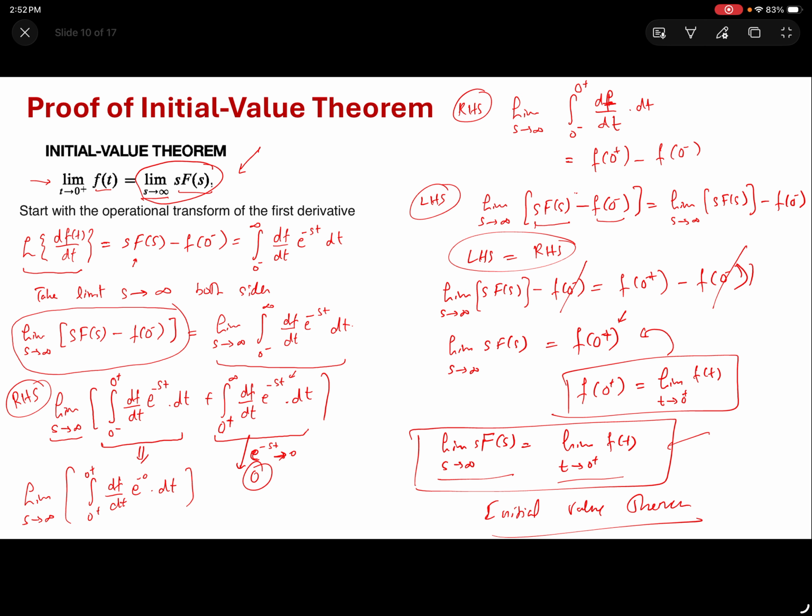Very quickly, I'm going to do the final value theorem, and then we're going to do an example problem to make sense of why this was kind of needed.